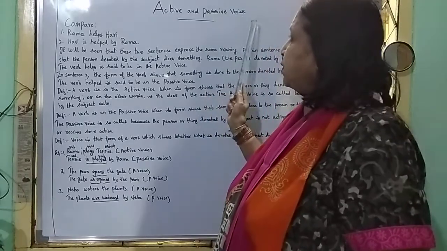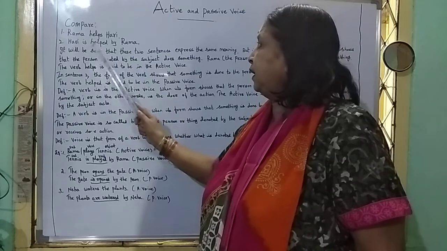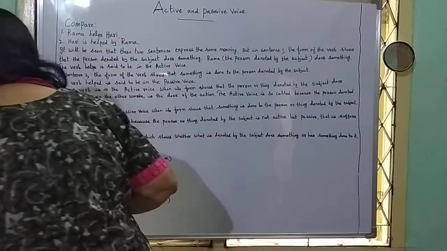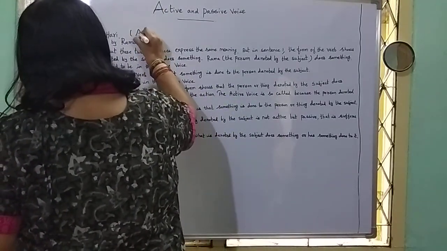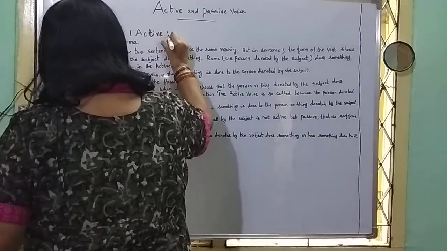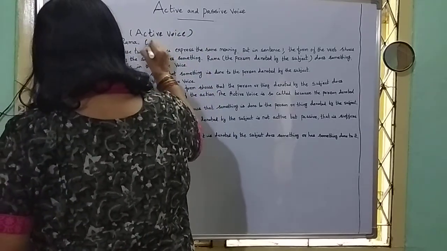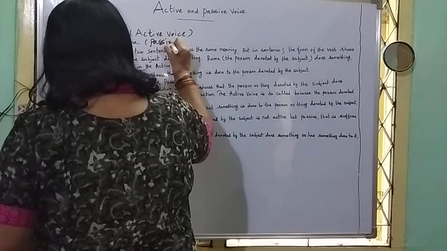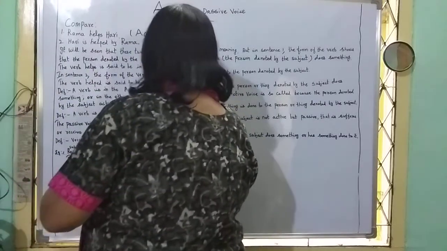Active and passive voice. Rama helps Hari. Hari is helped by Rama. Rama helps Hari. It is an active voice. Hari is helped by Rama. It is a passive voice.